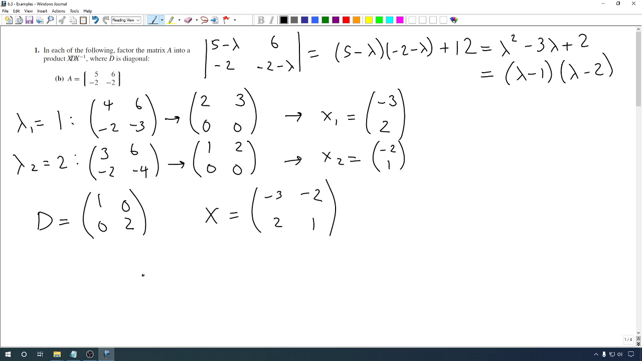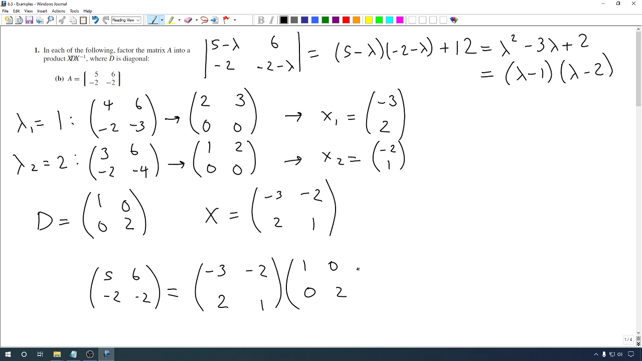And that's really all there is to it. We found D and we found X. And you can check by hand, if you want to, that our matrix A, so 5, 6, -2, -2, is equal to the product -3, -2, 2, 1 times 1, 0, 0, 2 times the inverse of -3, -2, 2, 1.